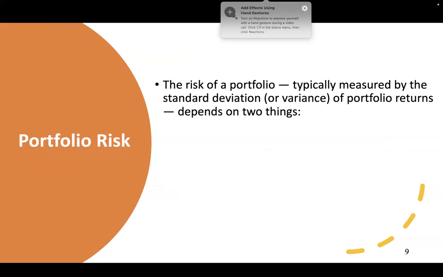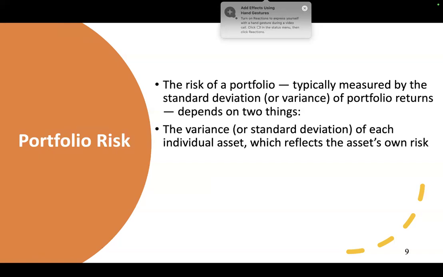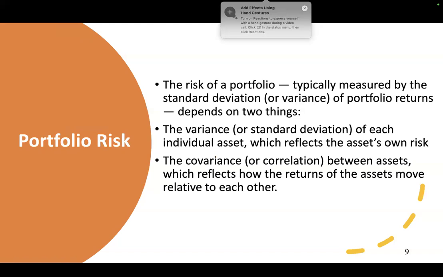So portfolio return was easy. The whole problem is with portfolio risk and the whole delicacy of this. And the thing we want to do is here. The risk of a portfolio, yes, typically measured by standard deviation or variance of the portfolio, depends on two things. Number one, the variance or standard deviation of each individual asset, which reflects the asset's own risk. Number two, the covariance. Let's talk about number one a little bit more.